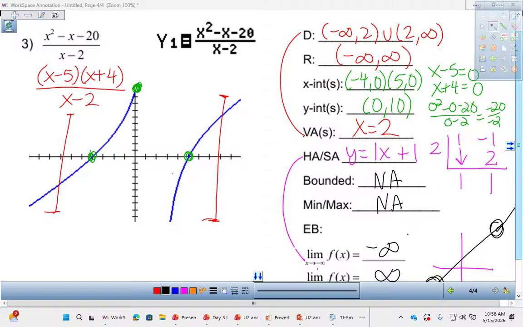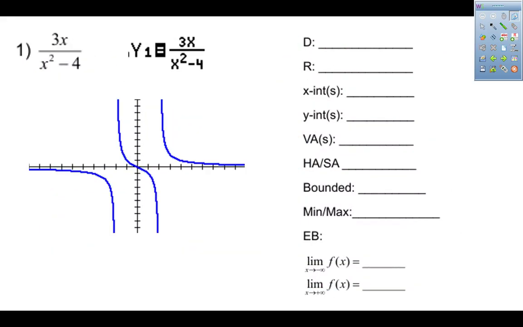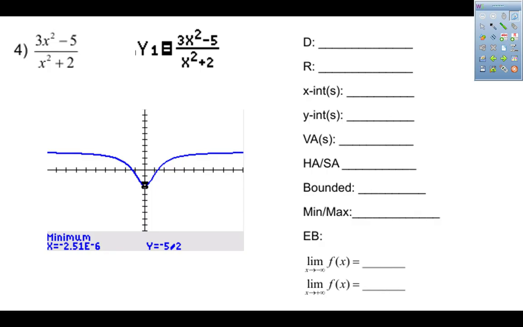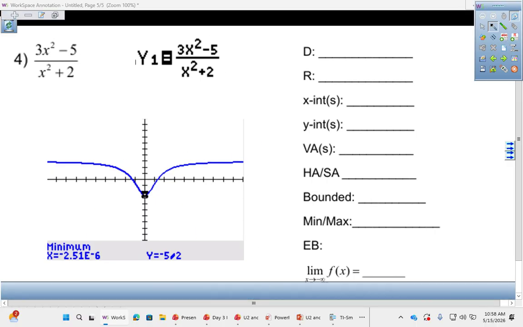All right? So that's the third of the 4 types of graphs. So you're going to see this type, this type, this type, and then this is the last one. All right? I call it like the bird wings. It kind of looks like a bird flying. All right? So for this one, I go to factor. I can't factor the top or the bottom. It's not factorable.